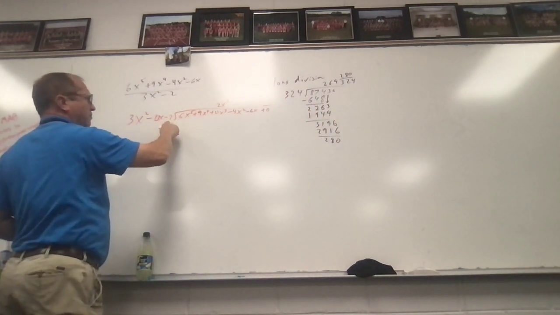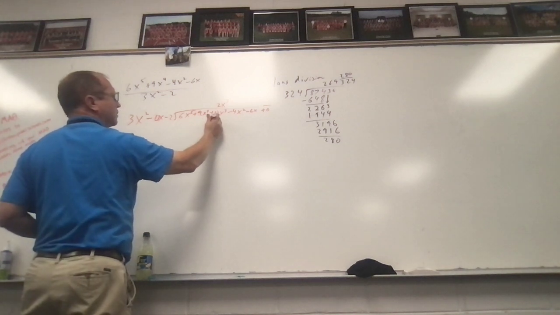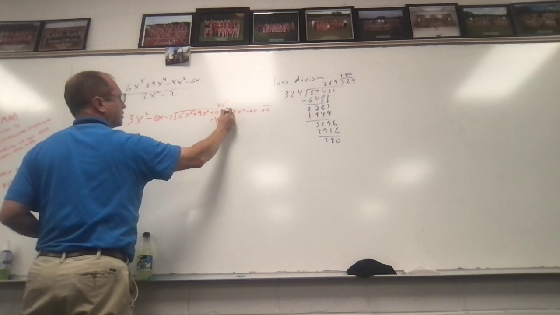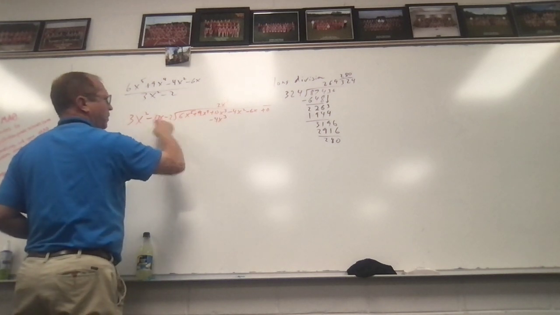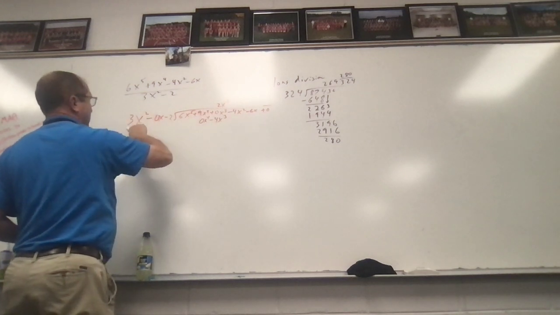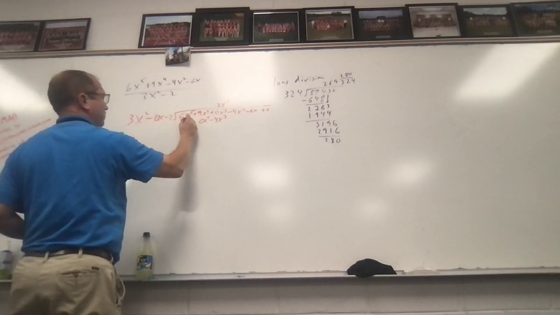2x cubed times negative 2 is? Negative 4x to the 3rd. 2x cubed times 0x is 0x to the 4th. And then 2x cubed times this is 6x to the 5th.